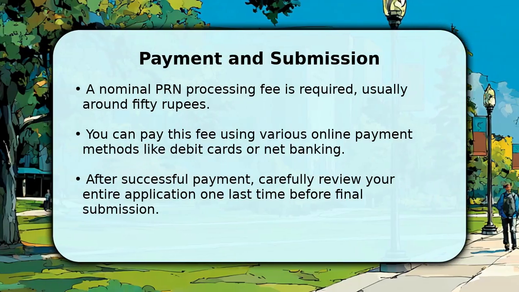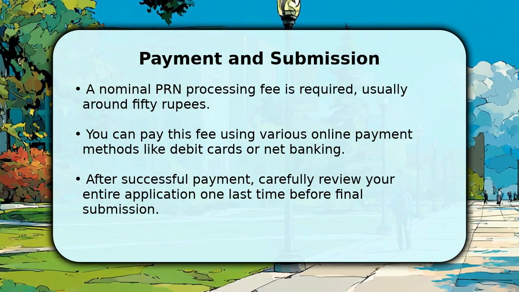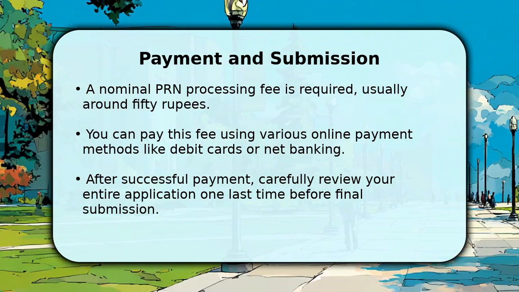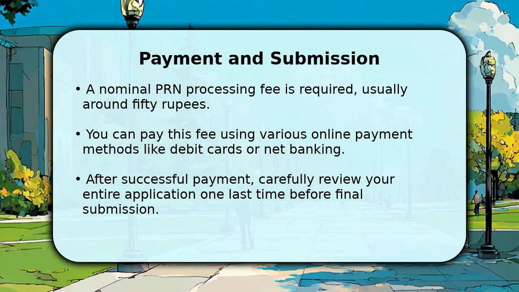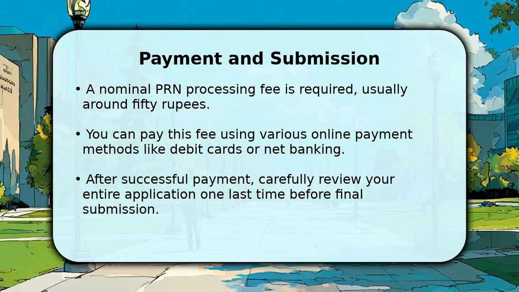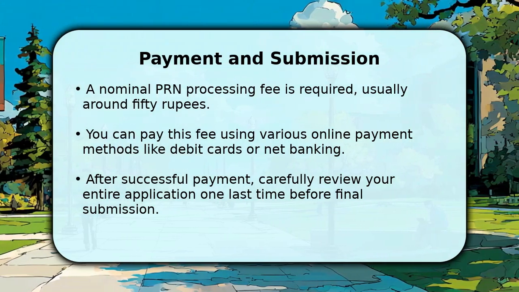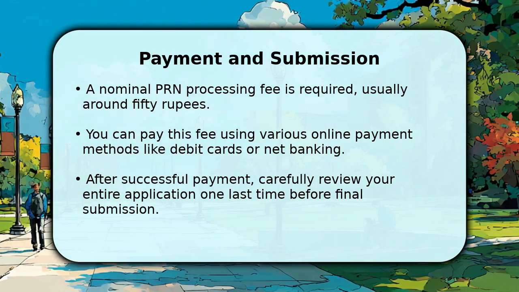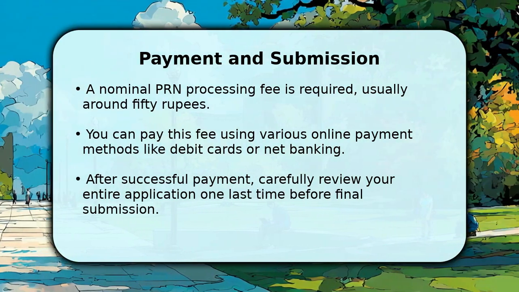After successfully uploading your documents, you will proceed to the payment section. The PRN processing fee is usually a small amount, often 50 rupees, payable online. You can choose from several secure payment options, including debit cards, credit cards, or net banking facilities. Once payment is confirmed, take one final, thorough look at your complete application to ensure everything is perfect.